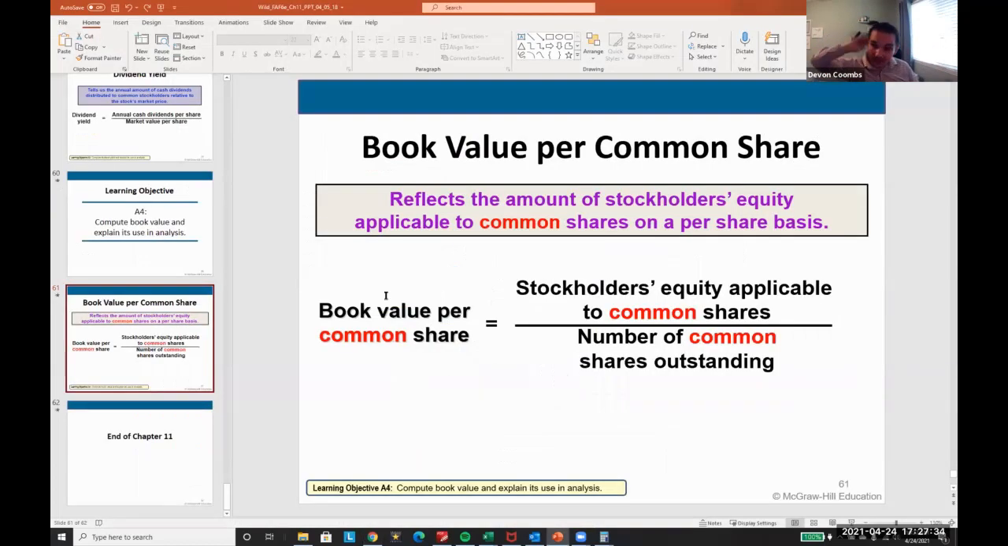So what's important is to look at our book value compared to the fair market value. One way to determine the book value per common share is to take the stockholders' equity applicable to the common shares and divide it by the number of common shares outstanding. Those numbers I can give to you, right? But we can look at a book value and then compare it to our actual fair market value.